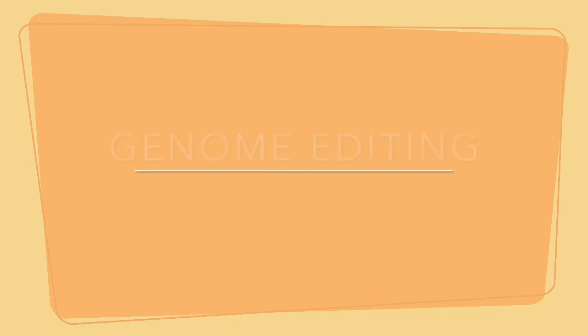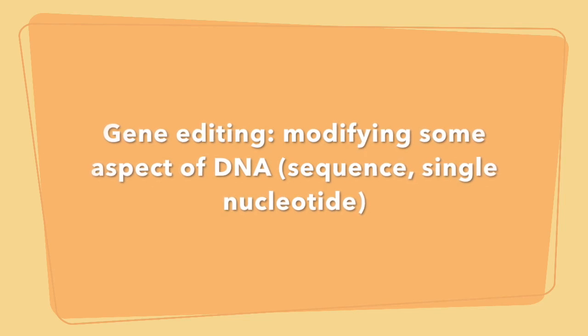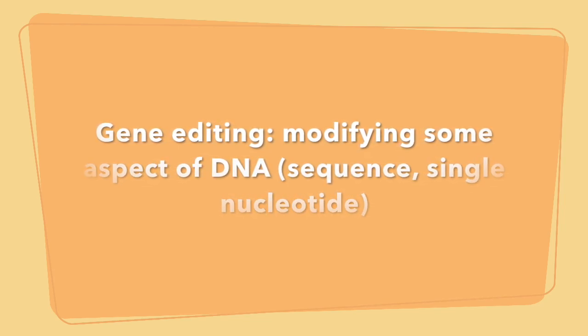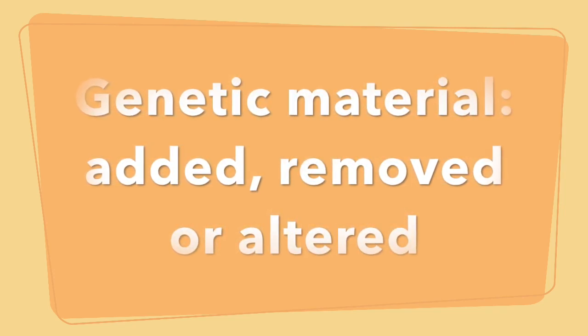What are genome editing and CRISPR-Cas9? Genome editing, also called gene editing, is a group of technologies that give scientists the ability to change an organism's DNA. These technologies allow genetic material to be added, removed, or altered at particular locations in the genome. Several approaches to genome editing have been developed.